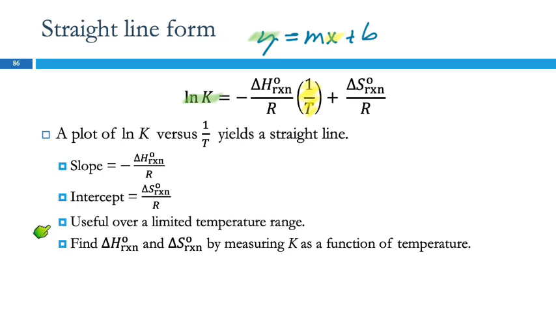Now, of course, there's a qualification here. It's useful over a limited temperature range, so you can't go to crazy high or crazy low temperatures. But what this means is by measuring the equilibrium constant at different temperatures, we can make a graph and we can calculate the standard enthalpy for the reaction and the standard entropy change for the reaction.